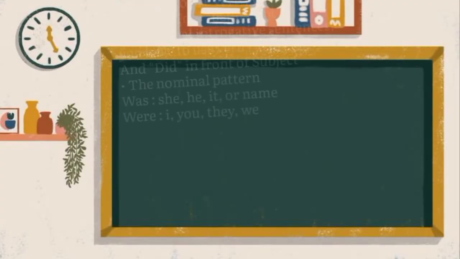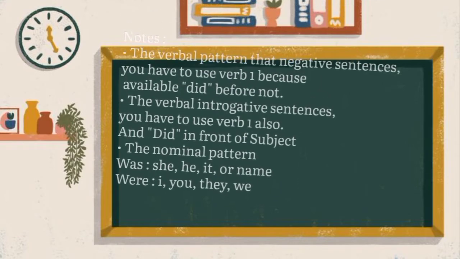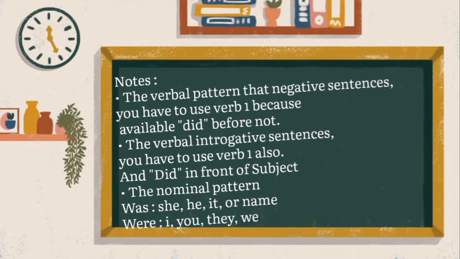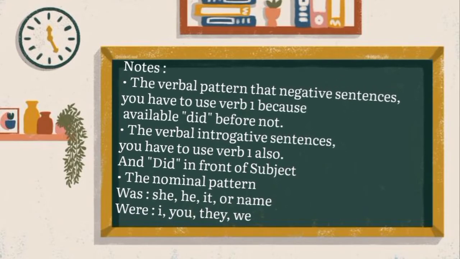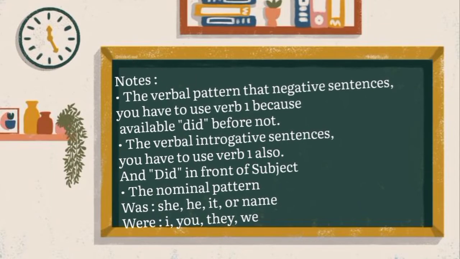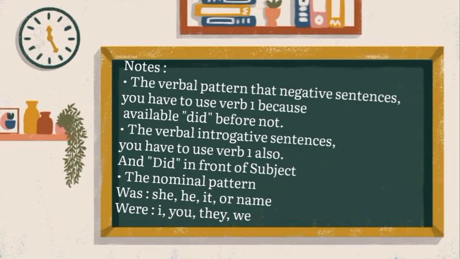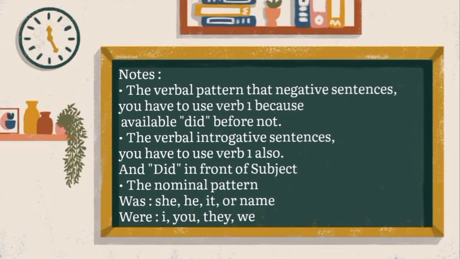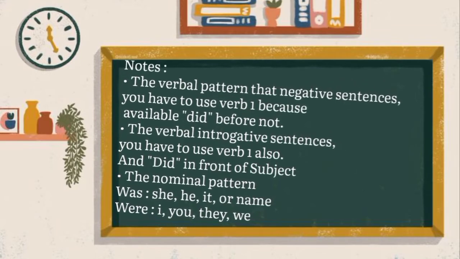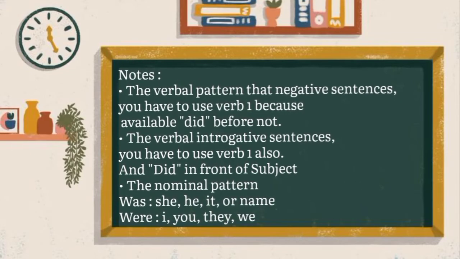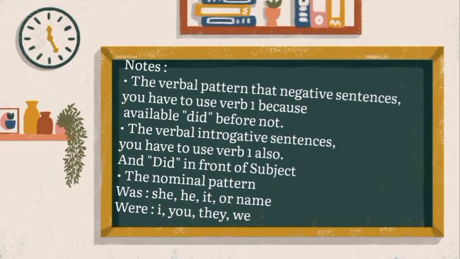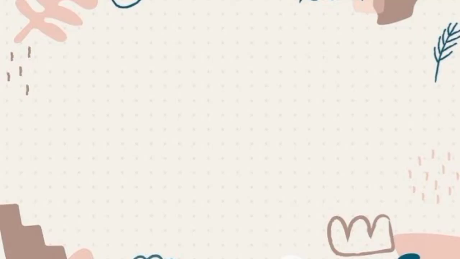There is a note that must be understood from these sentences. In the verbal pattern, negative sentences use verb 1 because did is placed before not. The verbal interrogative sentence also uses verb 1, with did in front of the subject. In the nominal pattern, you must use was if the subject is she, he, it, or a name, and were when the subject is I, you, they, and we.